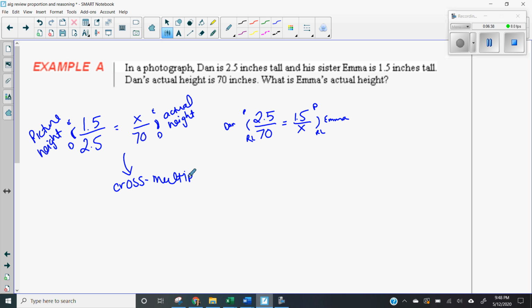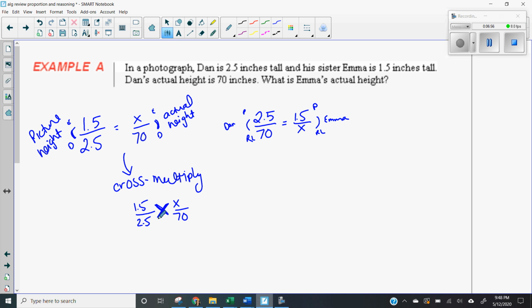Okay, so let me remind you how to do that. You sort of multiply diagonally here. Let me rewrite this one: 1.5 to 2.5. So do me a favor, if you didn't write this ratio, you can put this one in your notes. So we're going to cross multiply here. I'm going to multiply kind of diagonally here and diagonally here.